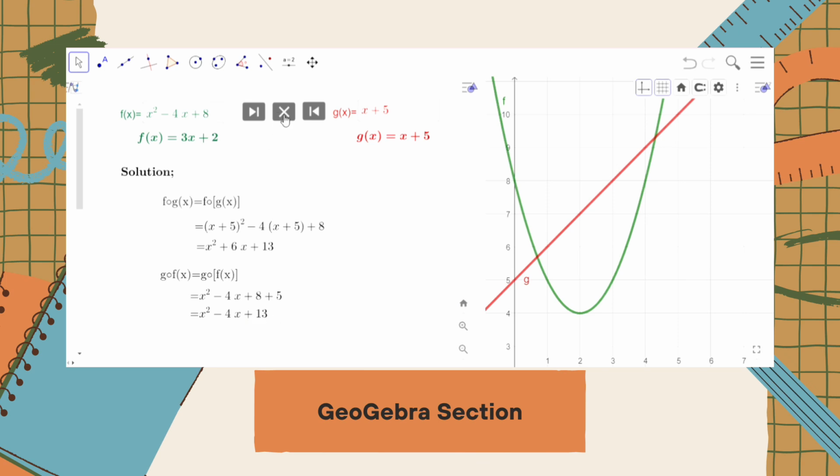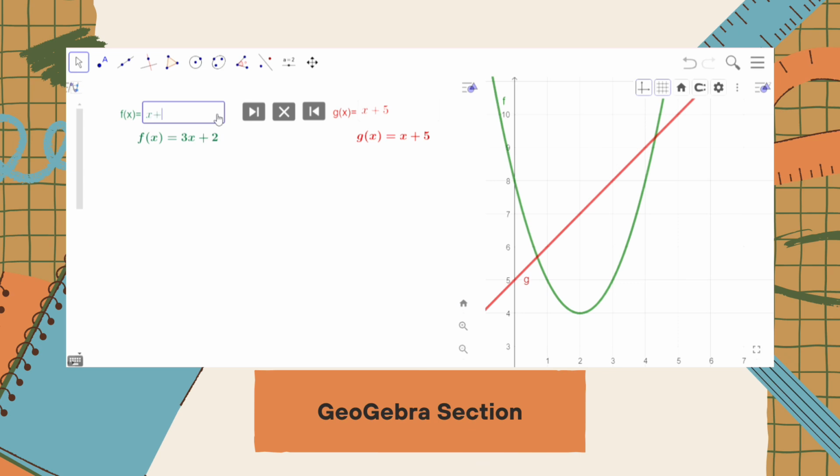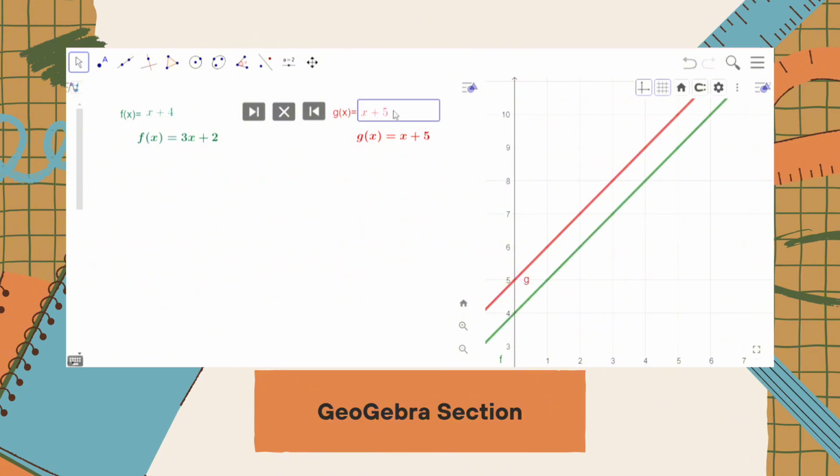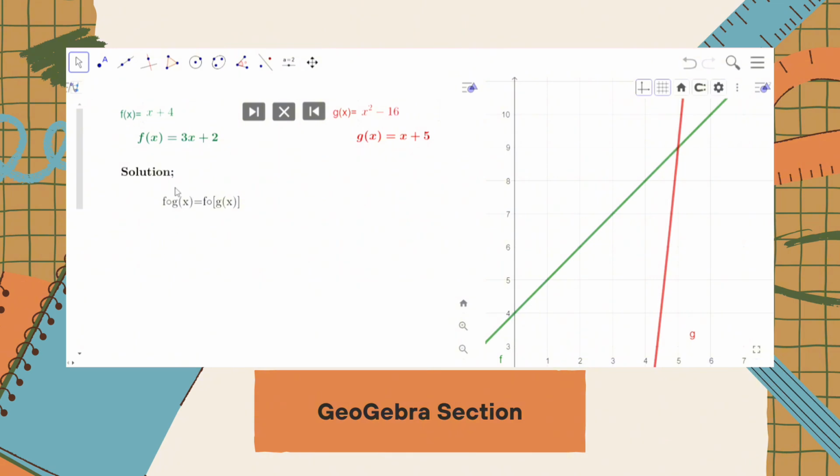Alright, so in case I change the function f(x) to x + 5 + 4, and for g(x), I want to put x² − 16. Alright, okay. So you have to find the composition of function f(x) and g(x).